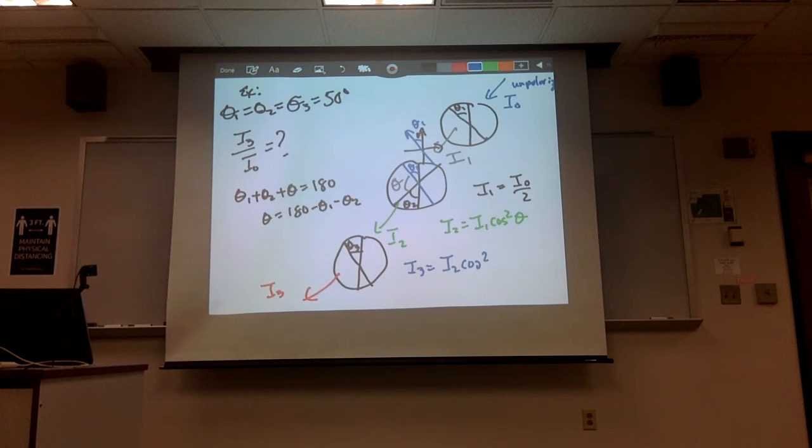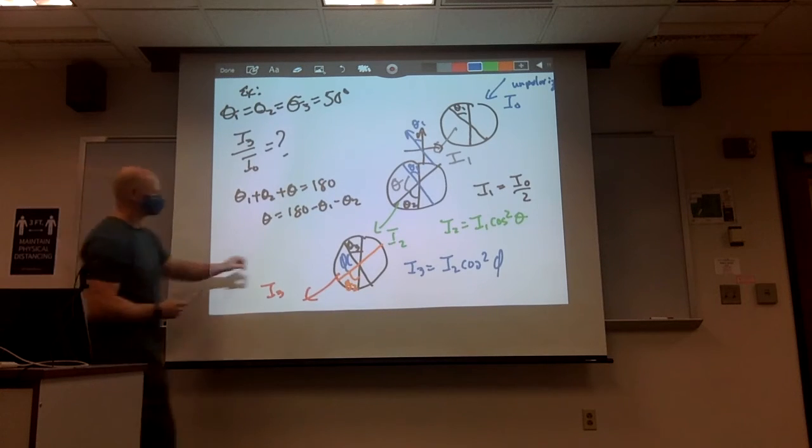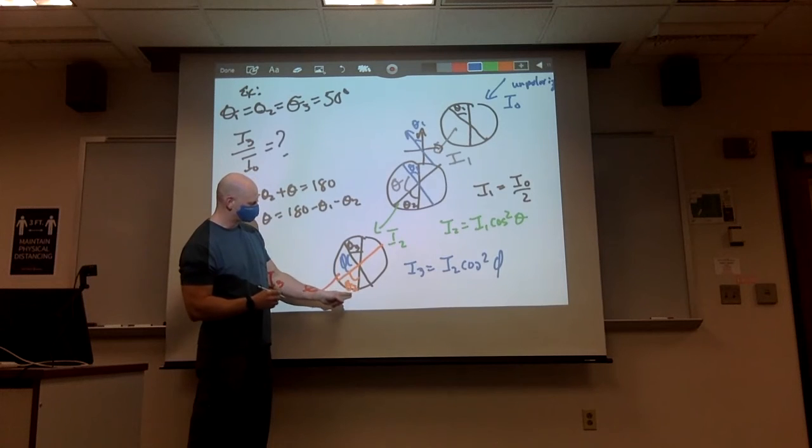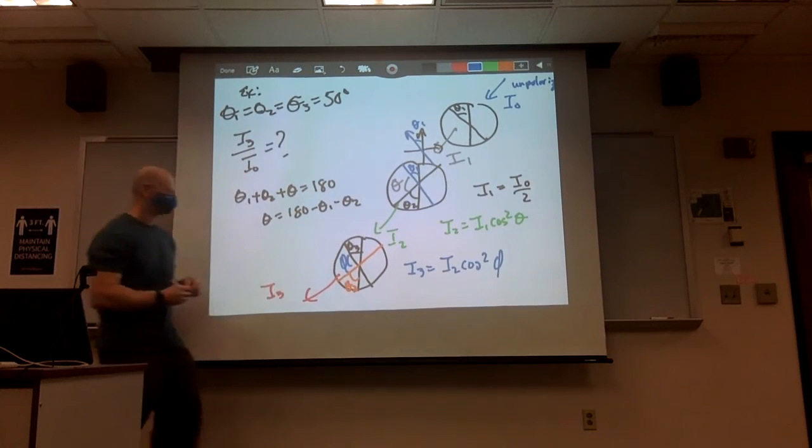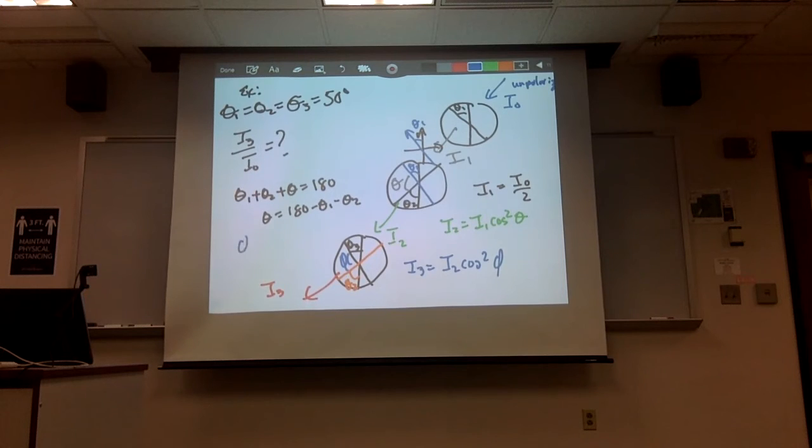What's that? Phi. Sounds good. So what's phi in this case? Well, what I know is that this thing is oscillating along theta 2, which means phi is going to be this angle here. So 180 degrees has to be equal to the sum of theta 2 plus phi plus theta 3. That means phi must be equal to 180 degrees minus theta 2 minus theta 3.